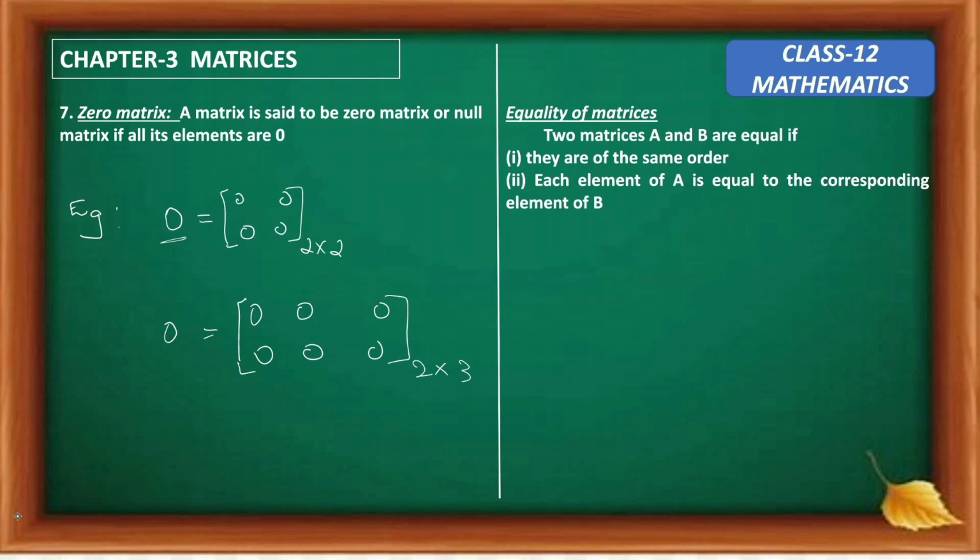The next, equality of matrices. Two matrices A and B are equal when they are of the same order and each element of A is equal to the corresponding element of B. You can see one example for that also. A equal to 2, 4, 8, 9. Then the second matrix B equal to 2, 4, 8, 9.